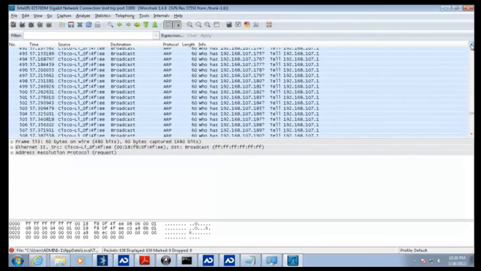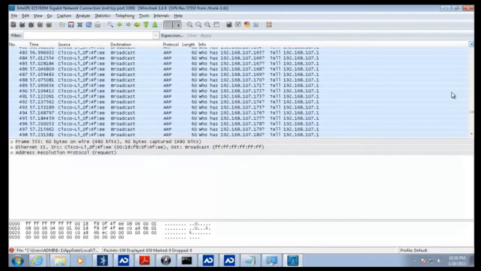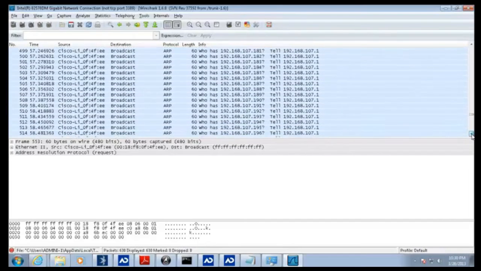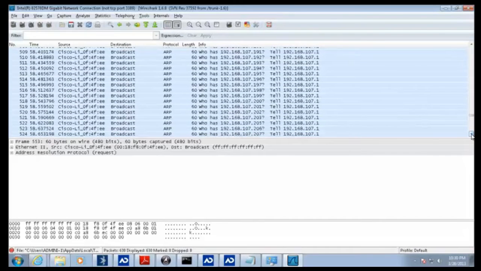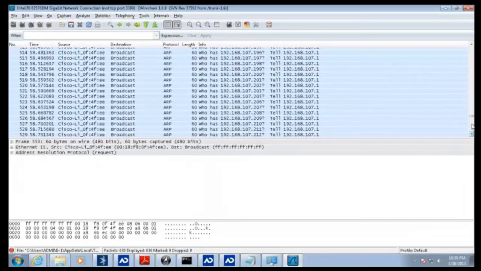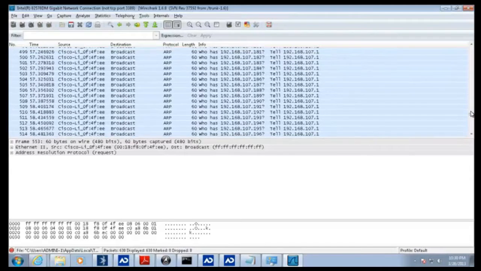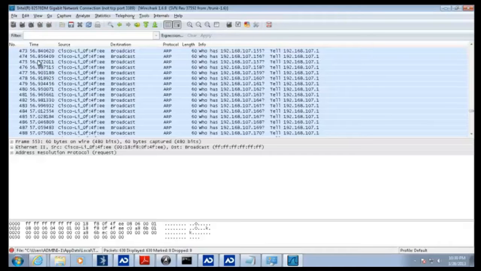Now, another thing to keep in mind here is we did this with the tool set to fast, and therefore we got a lot of packets in a matter of seconds.